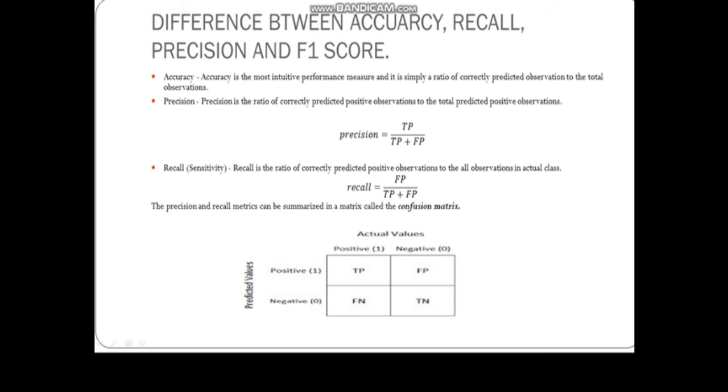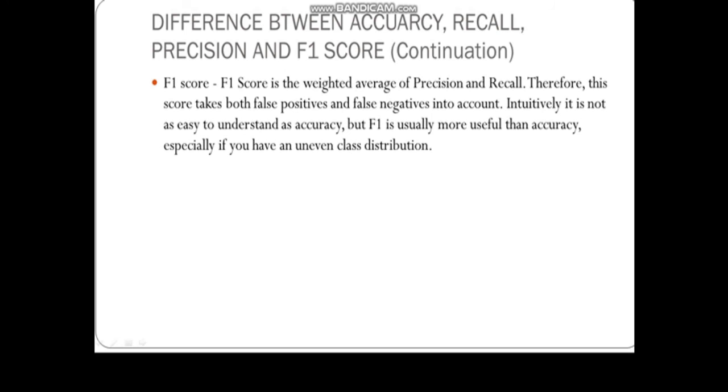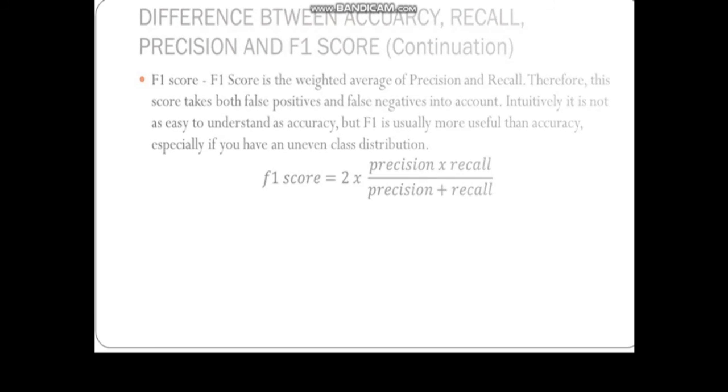And the precision and recall metrics are summarized in the matrix, also known as the confusion matrix, as shown in the diagram below. So now, a continuation on the difference between accuracy, recall, precision, and F1 score. The F1 score is the weighted average of the precision and recall. Therefore, it takes both false positives and false negatives into account, and that's the formula for the precision. That's the formula for the F1 score.